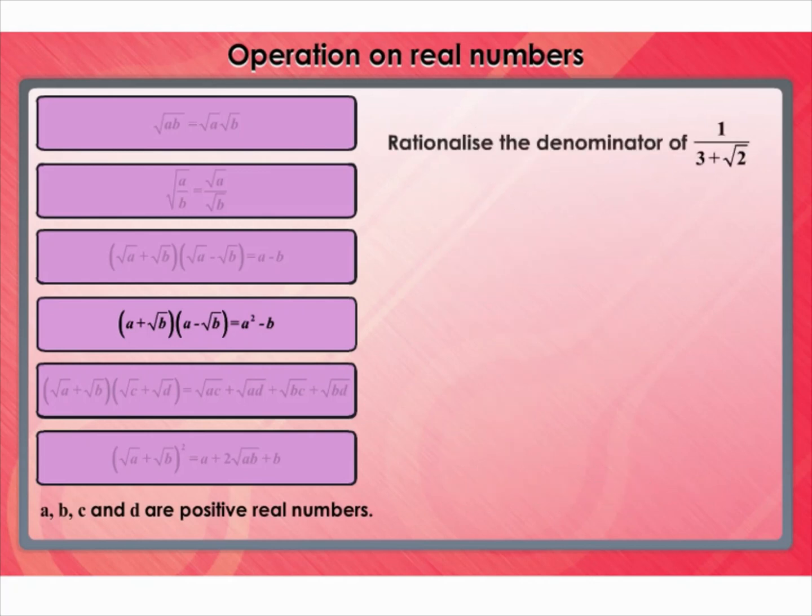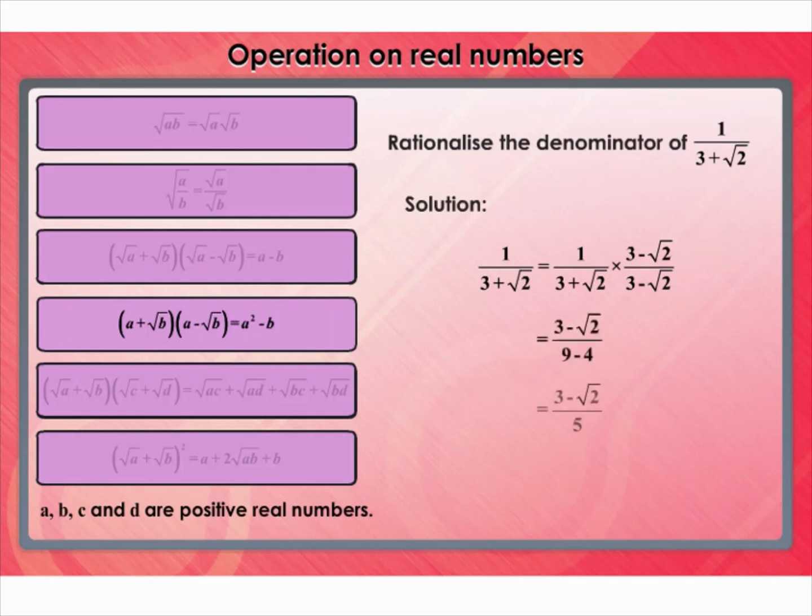Let's consider one more example using the fourth identity. Rationalize the denominator of 1 by 3 plus root 2. To rationalize this denominator, we use the fourth identity. Multiply and divide 1 by 3 plus root 2 by 3 minus root 2. On simplifying this, we get (3 minus root 2) by 7. Based on this example, you can rationalize the denominator by using the fourth identity.